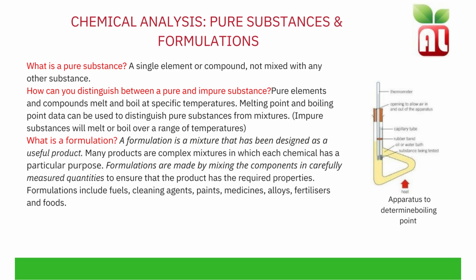For example, the boiling point of pure water, H2O, is 100 degrees Celsius. Melting and boiling point data can be used to distinguish pure substances from mixtures. Impure substances will melt or boil over a range of temperatures. Use an apparatus, a capillary tube, to test the boiling or melting point of a substance using a thermometer. Compare this to a data book or the internet value for that pure substance.